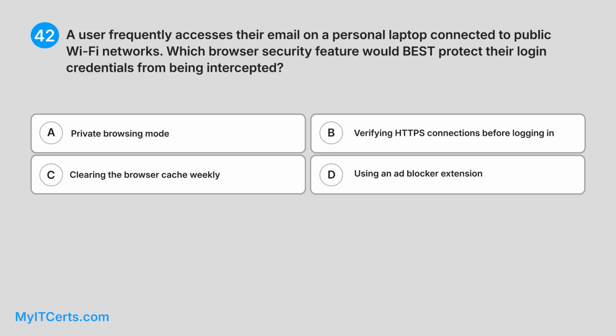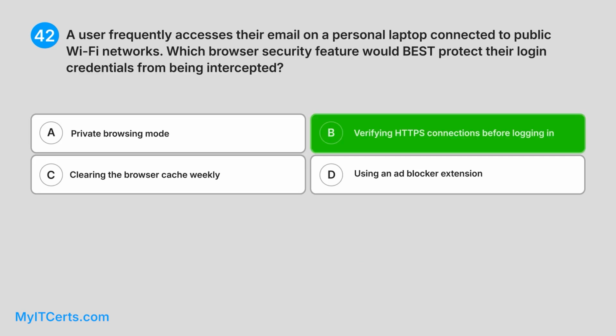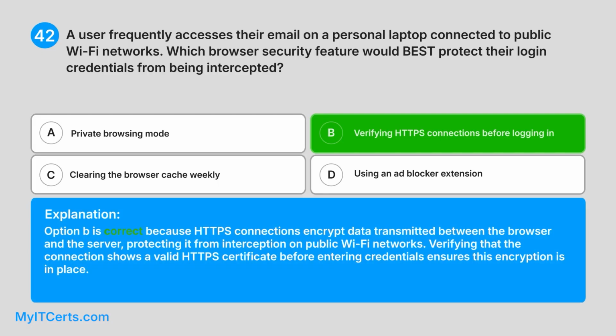Correct answer. B. Verifying HTTPS connections before logging in. Explanation. Option B is correct because HTTPS connections encrypt data transmitted between the browser and the server, protecting it from interception on public Wi-Fi networks. Verifying that the connection shows a valid HTTPS certificate before entering credentials ensures this encryption is in place.